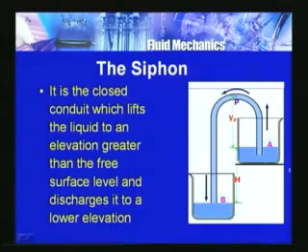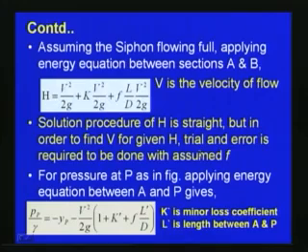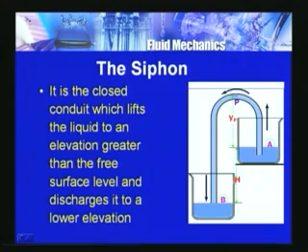So, we can use the simple Bernoulli's equation and also the continuity equation together to get the various parameters with respect to the siphon. As we discussed with respect to this siphon here, assuming the siphon is flowing full, we can apply the energy equation between sections A and B, that means between reservoir A and reservoir B, between this location and this location.